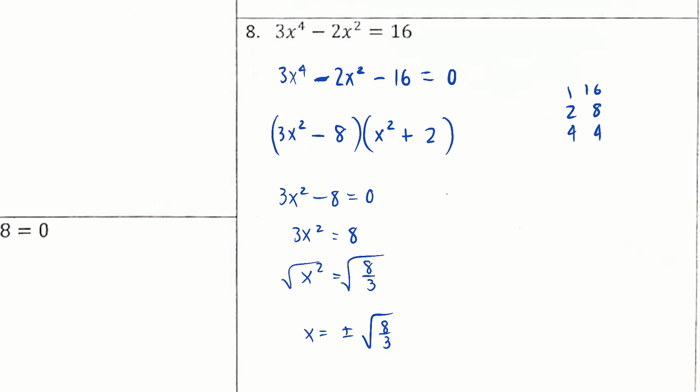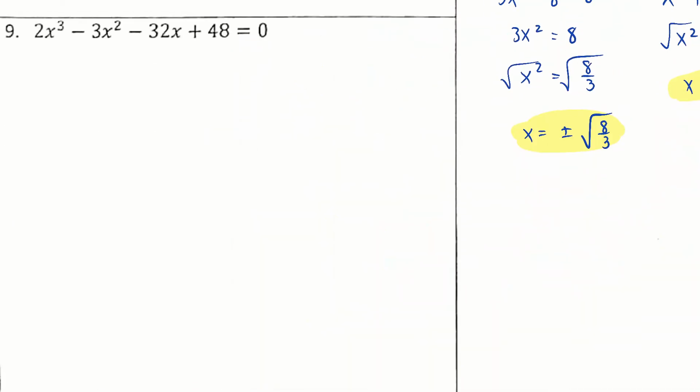It's silly right now. Here we have x squared plus 2. Set it equal to 0. Subtract 2. Take the square root. So x will equal plus or minus i times the square root of 2. So there you have it. That's how you do those. That's 4 answers. You got positive and negative square root of 8 thirds. You got positive and negative i square root of 2.